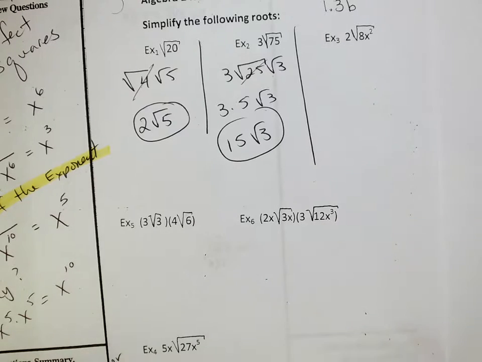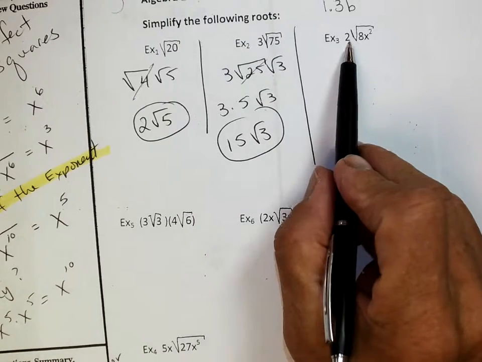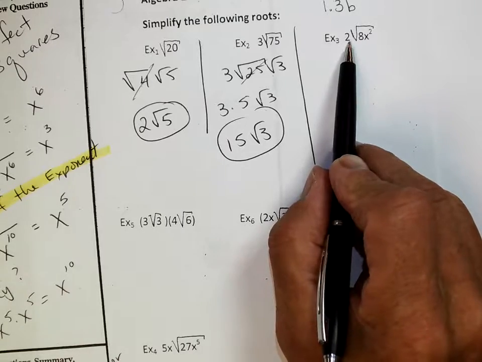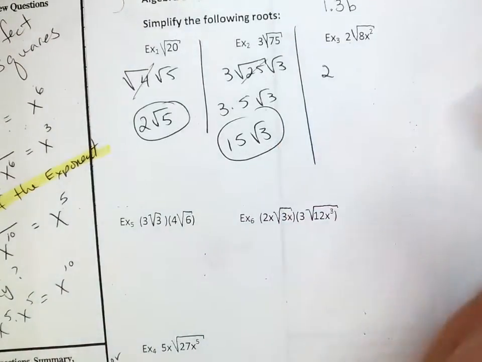Now, example 3. Let's do example 3 together. First of all, okay, we're doing square roots, right? Square roots. That is a regular 2. It's a regular 2. So let's write it down. Just write it down, leave it alone. Okay. But what about the 8? What do you do about the 8?